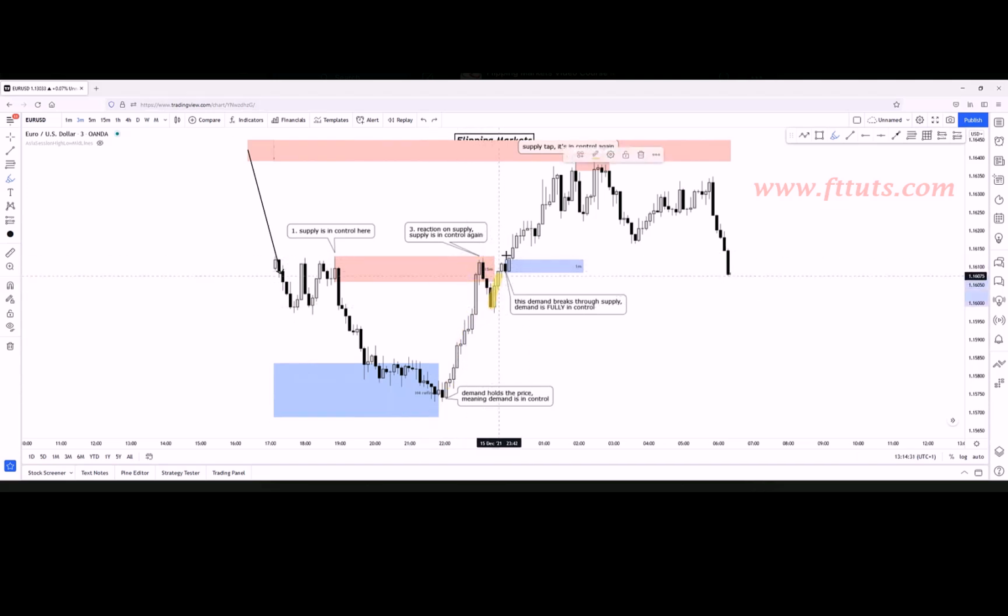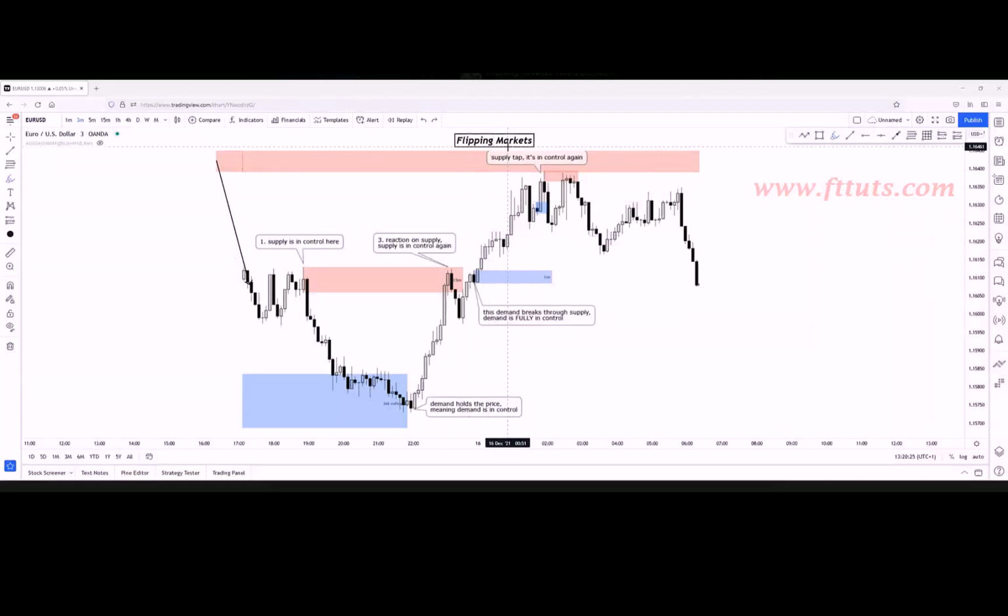After this, price broke through this supply zone and created a demand zone that did a supply breaking movement. This means demand is fully in control now. But we have a supply zone up here, which was the extreme of the move because it started the whole bearish order flow. And the price actually tapped this supply zone, which means supply took over control from demand again.